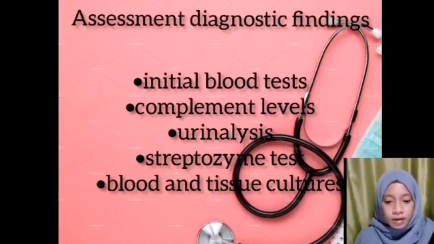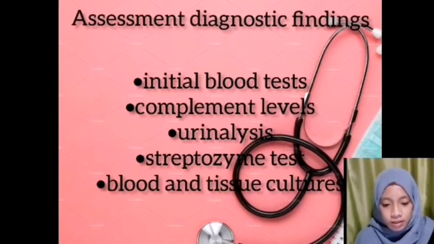Complement levels. Differentiation of a low and normal serum complement level may allow the physician to narrow the differential diagnoses. Urinalysis. The urine is dark, specific gravity is greater than 1.020, RBCs and casts are present, and proteinuria is observed.